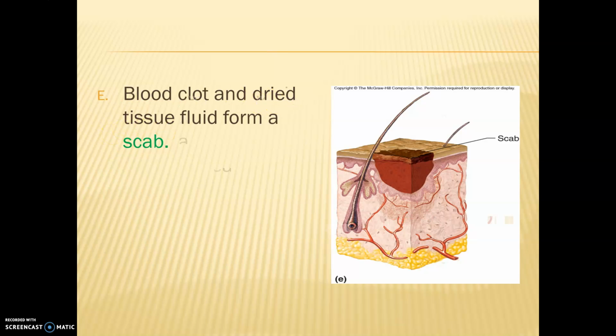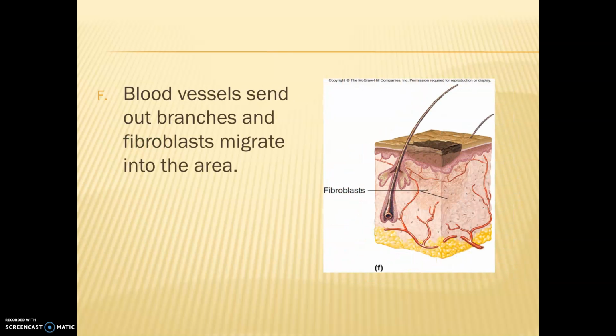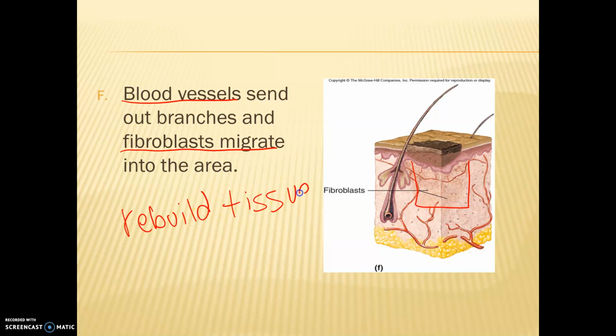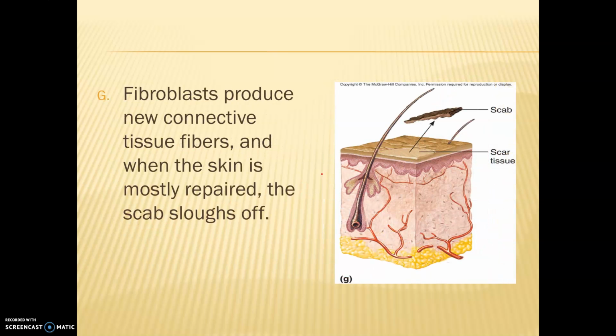So once it starts to scab over, we're going to see that blood vessels are going to start to rebuild under here, and fibroblasts are going to migrate to our area here so we can start building new fibers. So what's going to happen? Blood vessels send out branches and fibroblasts migrate to that area to rebuild tissue. So our fibroblasts here are going to produce new connective tissue fibers underneath our skin.